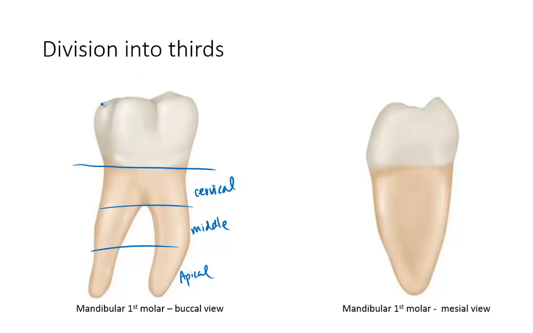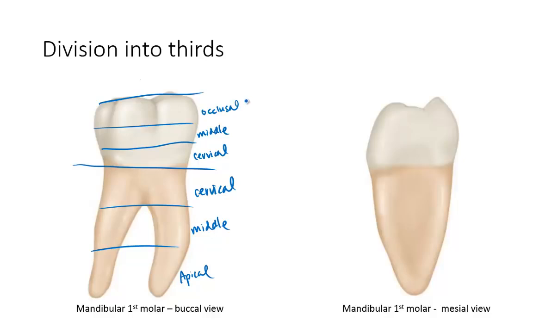Now when we divide the crown, it's pretty similar. The part close to the CEJ is going to be the cervical. The part in the middle is going to be the middle third. And the part that contains the occlusal surface is going to be the occlusal third.